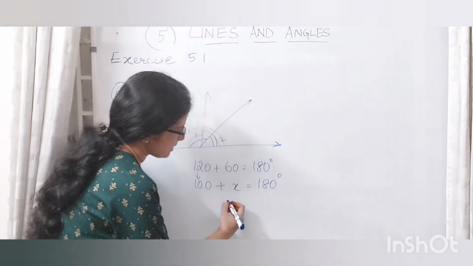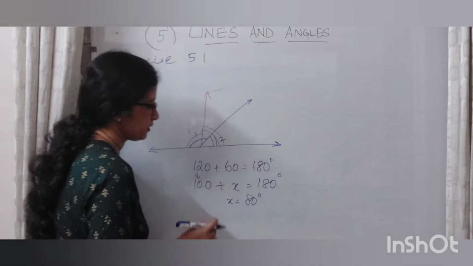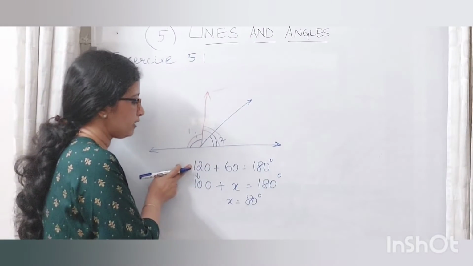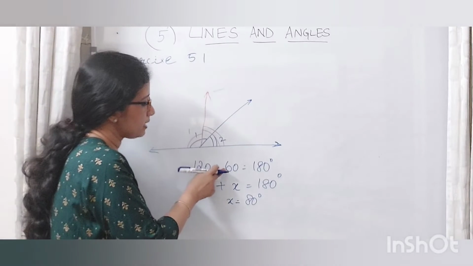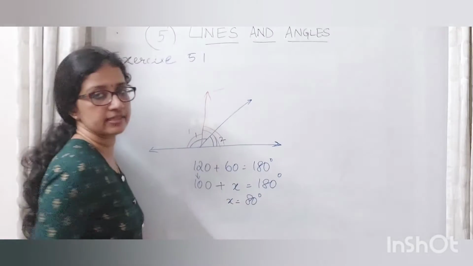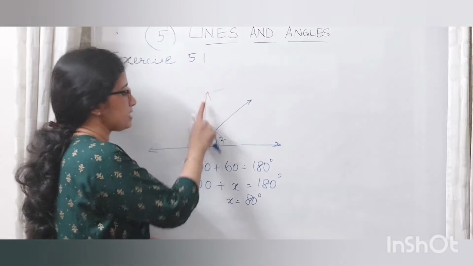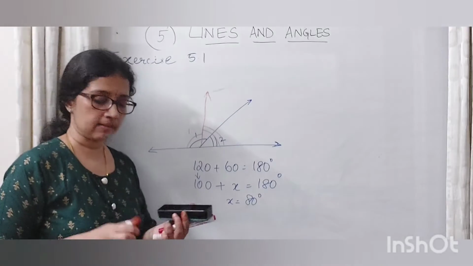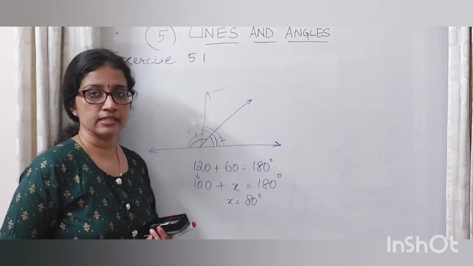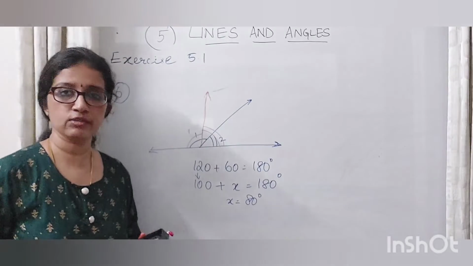Okay, so what is x here? x is equal to 80 degrees, right? So angle 1, when they reduced from 120 to 100, angle 2 increased from 60 to 80 degrees. Okay, so that means that when we decrease angle 1, angle 2 will increase to make the sum constant, that is 180 degrees. Clear with this? Okay, now let's move on to the next problem.